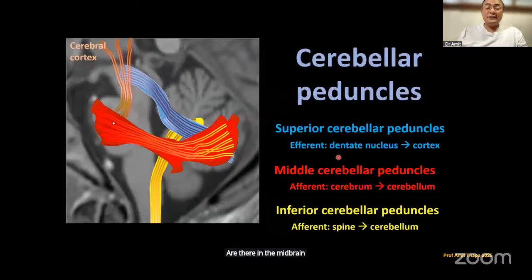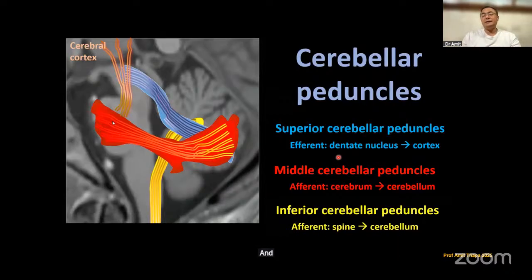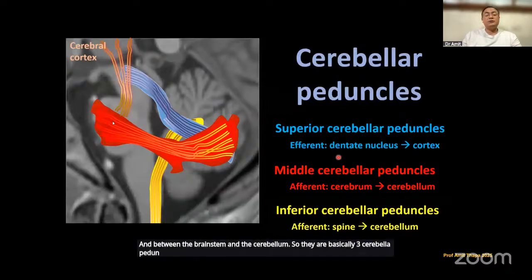Now, we talk about the cerebellar peduncles, because this is the most important communication between the brainstem and the cerebellum. So there are basically 3 cerebellar peduncles. The superior cerebellar peduncle is basically an efferent output from the dentate nucleus into the cortex.